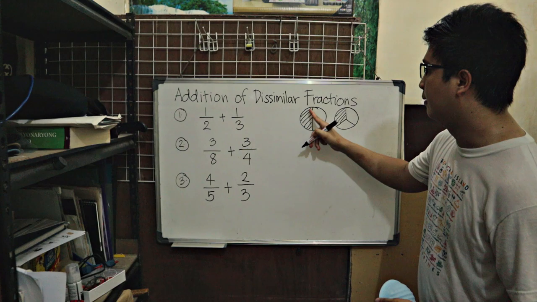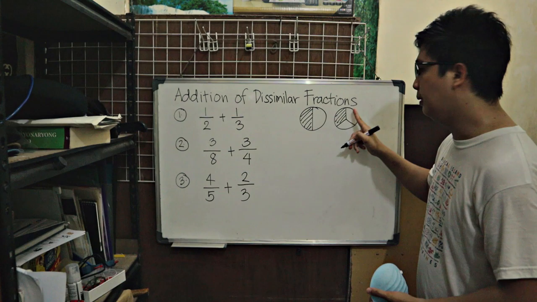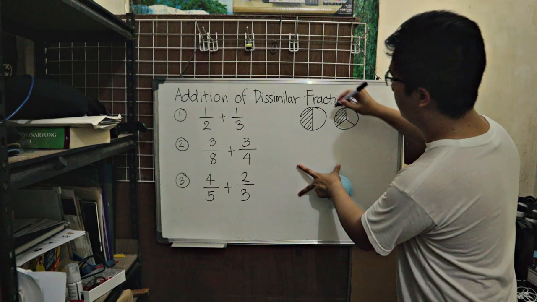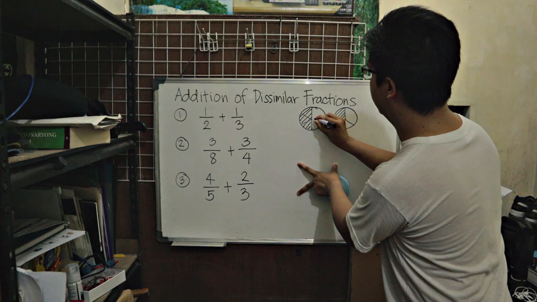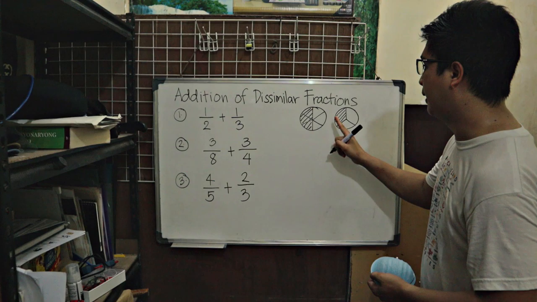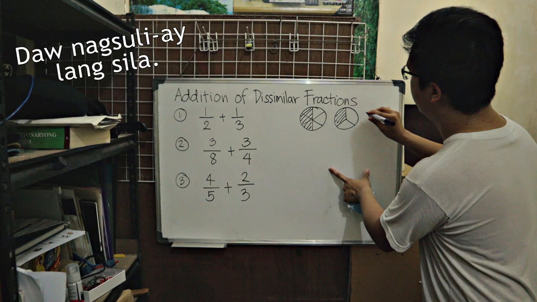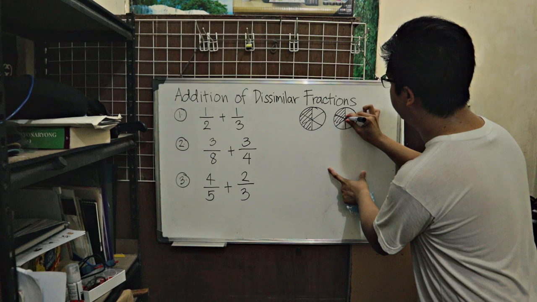Let's look at this one. This whole is divided into two equal parts, while this whole is divided into three equal parts. If there are two equal parts, each equal part we will divide by three. So we will divide that into three equal parts. As you can see, we have six equal parts. This is now 3/6. Over here, we have three equal parts. Each equal part, we will divide by two. So this part, we will divide into two. This part into two, and this part into two.